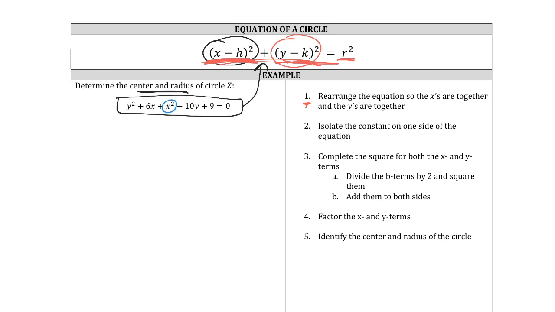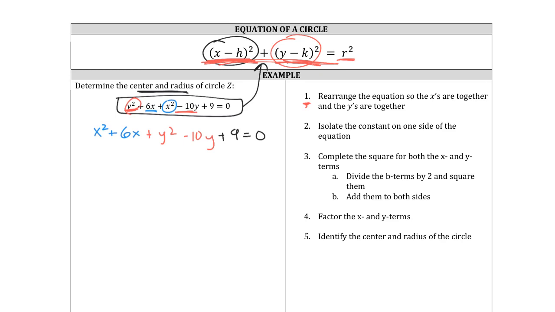So the first thing I'm going to do is I'm going to look for the x's and put them in order. So x squared plus 6x. So that's all my x's. Now I'm going to go to the y's. Plus y squared minus 10y plus 9 equals 0. So now at least the x's are first, the y's are second. It looks more like the equation of a circle. But I still don't have parentheses and a square. I don't have a perfect square yet over here.